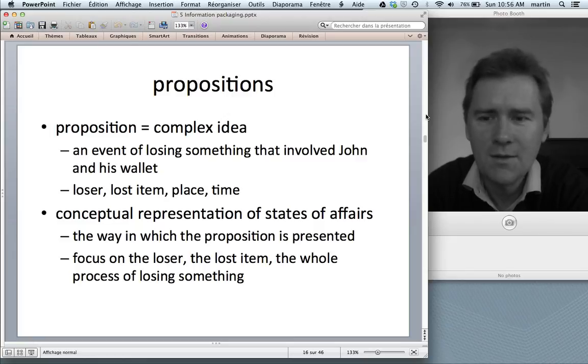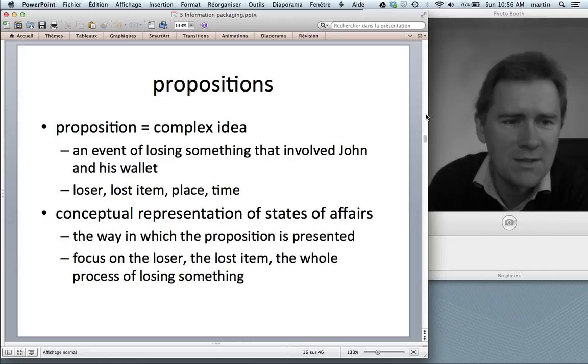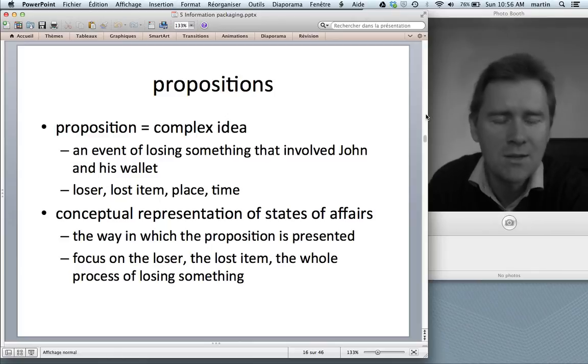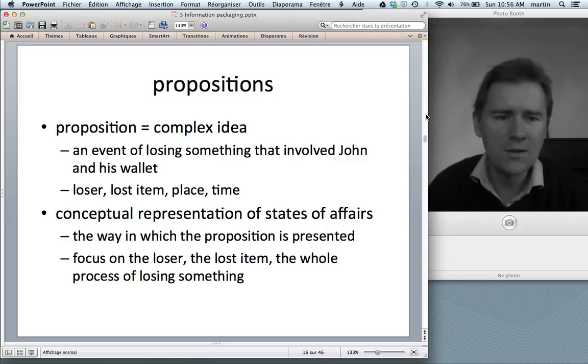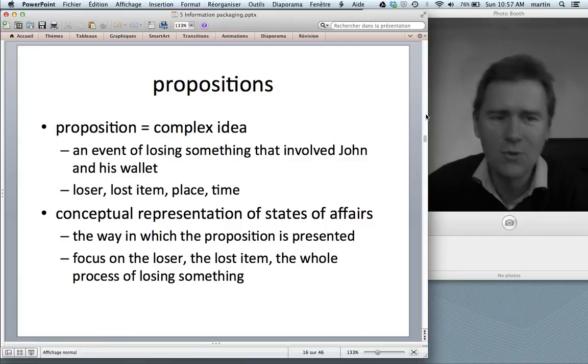Second part here is the conceptual representation of that proposition, the way in which the proposition is presented, which part of the proposition is highlighted, and indeed you may highlight different aspects of it. There may be a focus on the loser, there may be a focus on the lost item, or the focus may indeed include the whole process of losing something. Think of it as, you know, you have a flashlight and you can highlight different aspects of a scene. Either the loser, the lost item, or you can take a step back and shine a light on everything there is. Right, that's that.